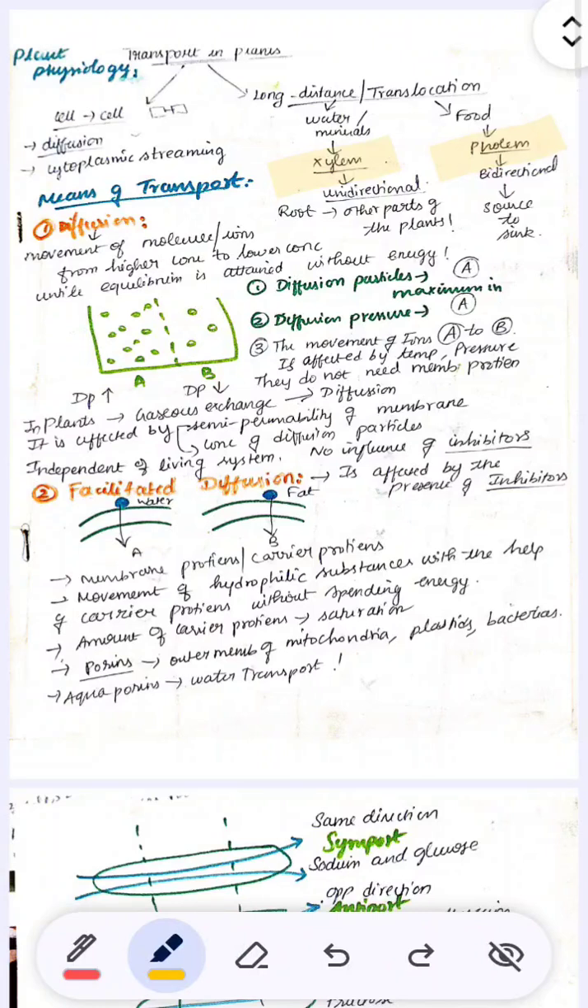Now, what is facilitated diffusion? It is again a type of diffusion, where there is no influence of inhibitors. When there is no influence of inhibitors, it is said to be simple diffusion, and when there is a presence of inhibitors, it is said to be facilitated diffusion, that is, it is influenced by the presence of inhibitors. These are nothing but the membrane proteins or carrier proteins. Either they increase or decrease the movement of particles.